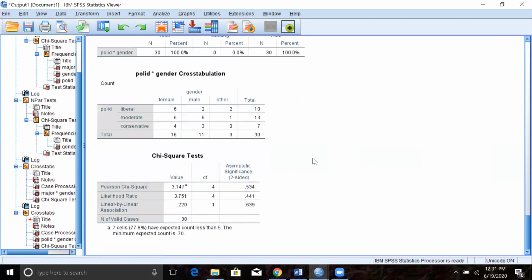So the question of the two-way chi-square is, again, does gender impact political identification? Are women more likely to affiliate as liberal? Are men more likely to affiliate as moderate? Whatever it may be. Once again, upon evaluating the chi-square value of 3.147, a p-value of 0.534, that chi-square is again non-significant, which tells us that there is not a significant relationship between political identification and gender. There's a roughly equal gender breakdown among the different political affiliation groups.